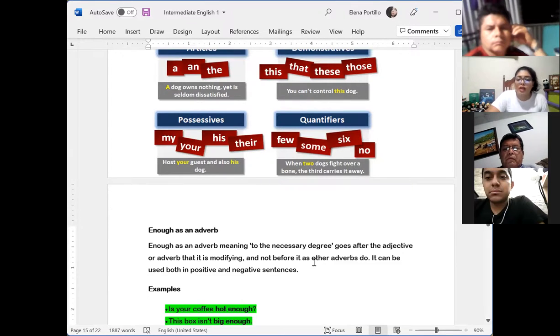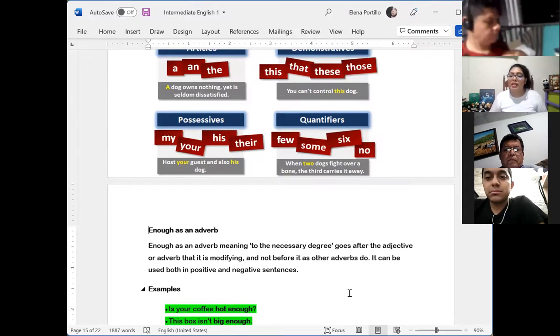It can be used both in positive and in negative sentences. When we are using enough as an adverb, we are going to write it after the adjective or adverb. Si utilizamos enough como un adverbio, no lo vamos a poner al inicio, así como decía la otra regla. Write it before: it's big enough. In this case, we are going to write it after. Lo vamos a escribir después.